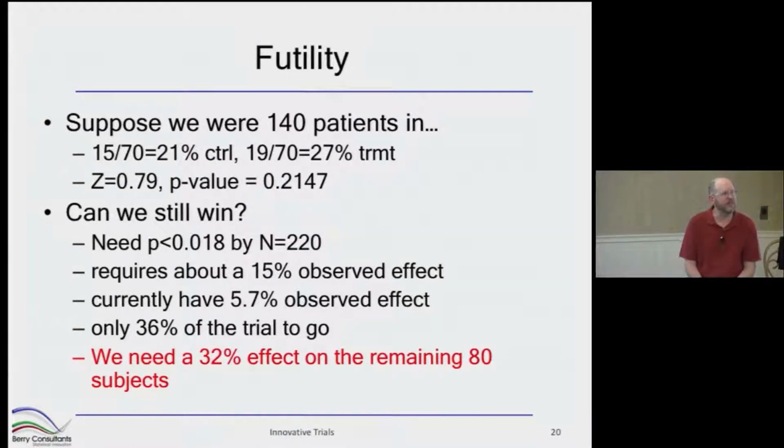It's also worthwhile to consider futility. So suppose we were 140 patients in, and what we observe is 15 out of 70, that's 21% on control, and 19 out of 70, that's 27% on treatment. Where am I right now? I got a p-value of 0.2147. Okay, that's not bad. Certainly not 0.025.